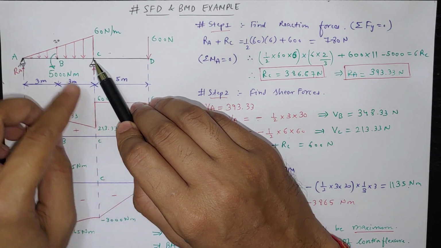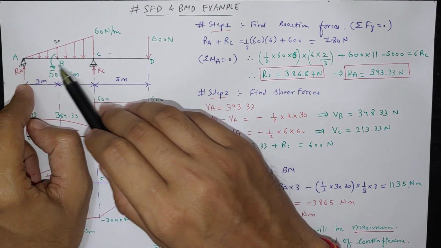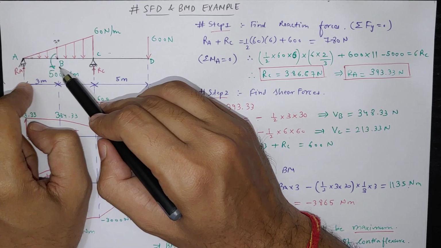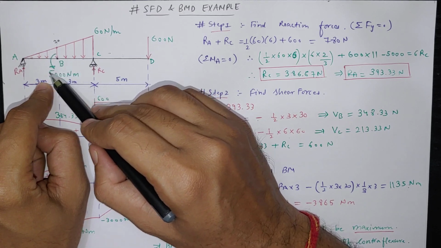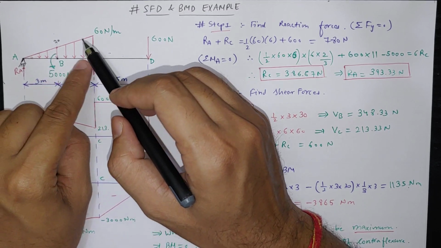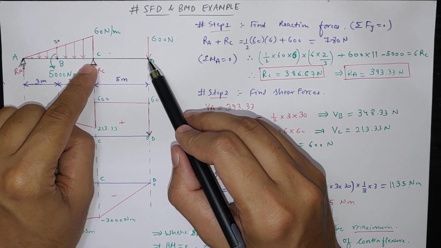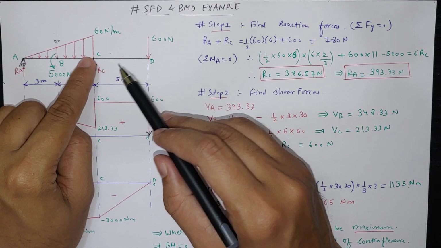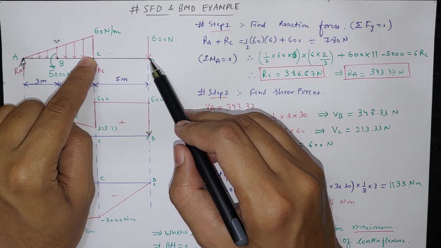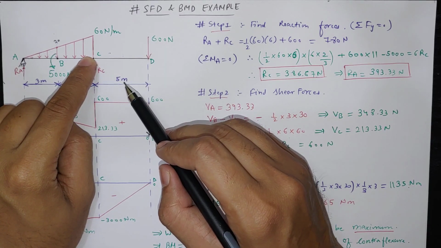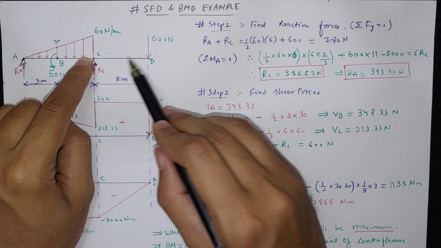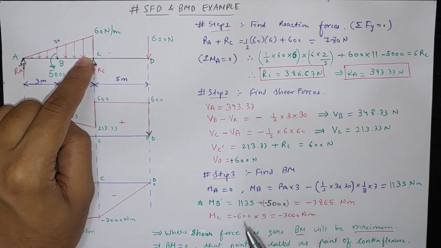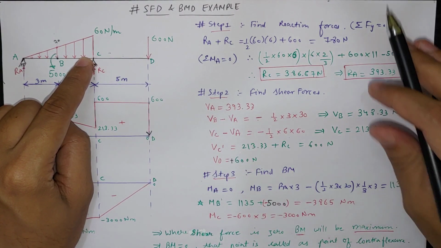Now at C point, we have to consider RA, this triangle, and this 5000. These three things we have to consider, or we can calculate from this side. So 600 into 5 will be the moment at C, which we can say directly because there is no other force involved. 600 into 5 is 3000, and it is giving a hogging moment. So MC will be minus 3000.